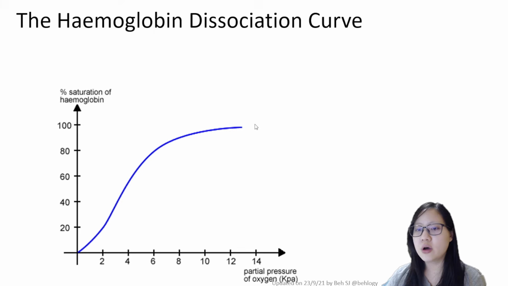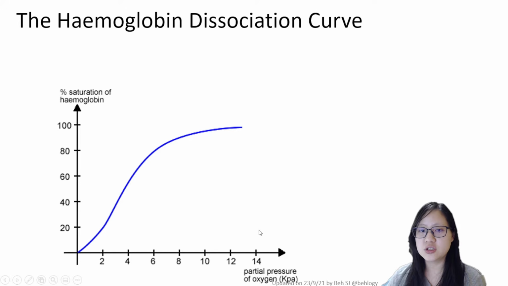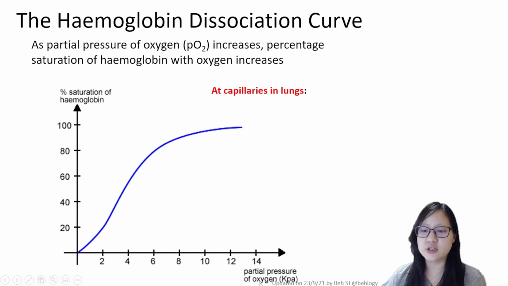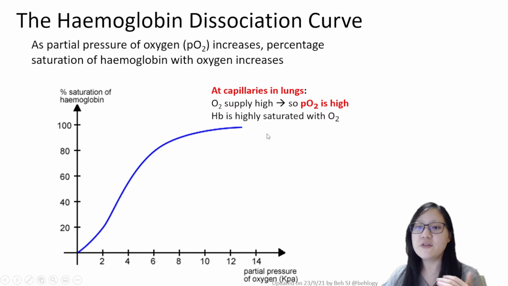Now, what is going on here when we talk about high partial pressure of oxygen? When we say high partial pressure of oxygen, we really mean that this occurs at the capillaries in lungs. This is where the partial pressure of oxygen is the highest. There is a high supply of oxygen, and therefore partial pressure of oxygen is high, and therefore hemoglobin would pick up oxygen and become highly saturated with oxygen.